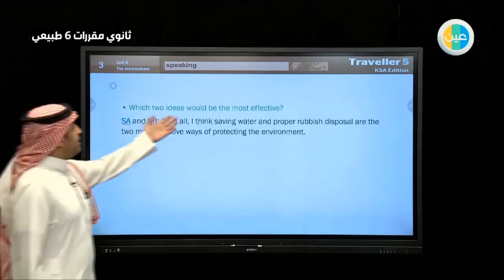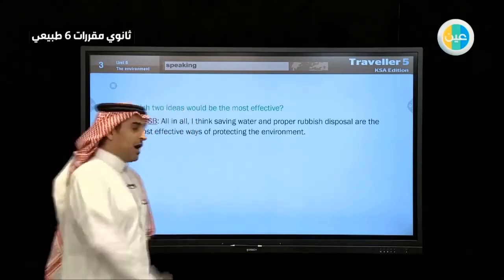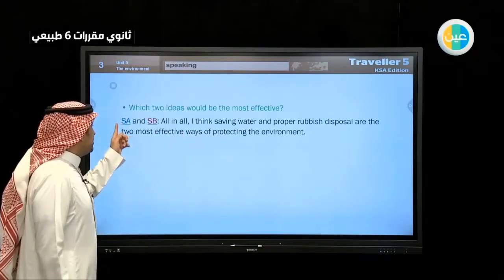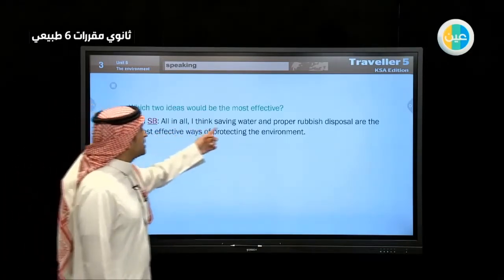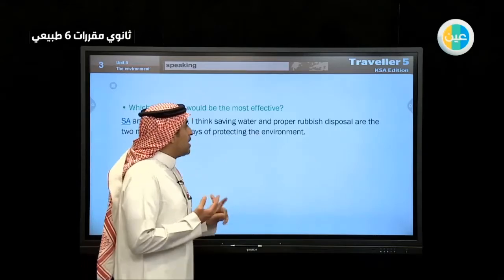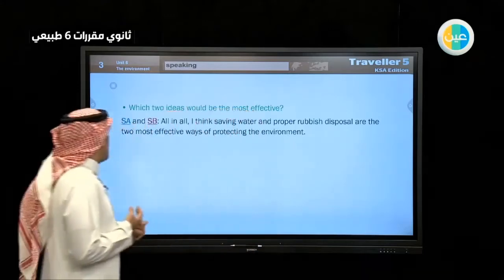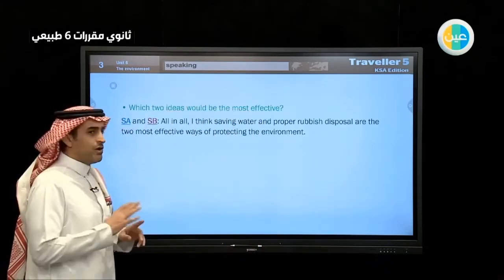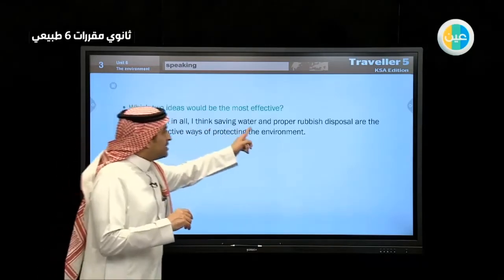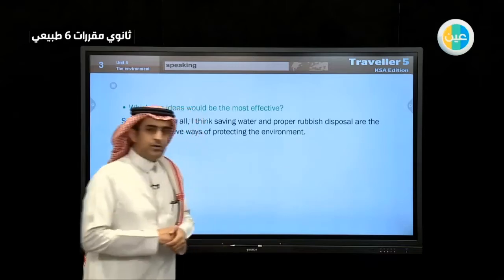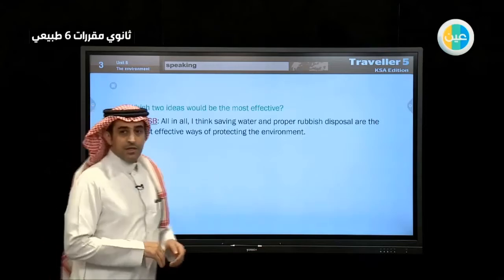Which two ideas would be the most effective? Student A and Student B: in conclusion, I think saving water and proper rubbish disposal are the two most effective ways. He talked about this one. I think water and rubbish disposal are two very important things to protect the environment.